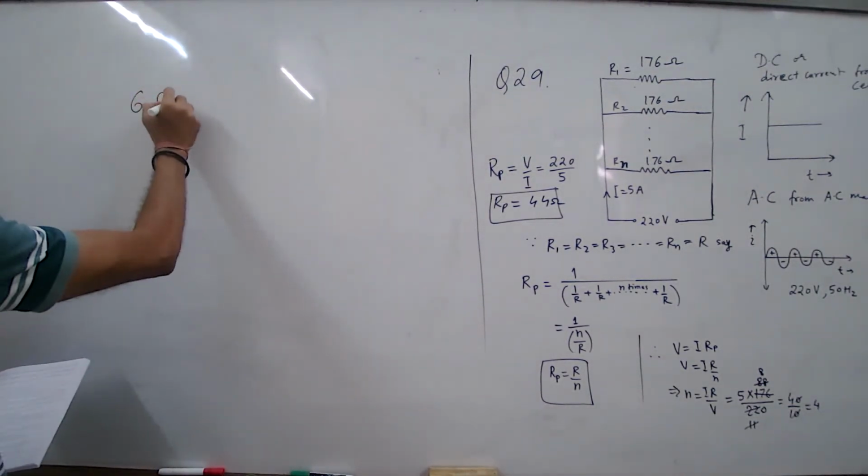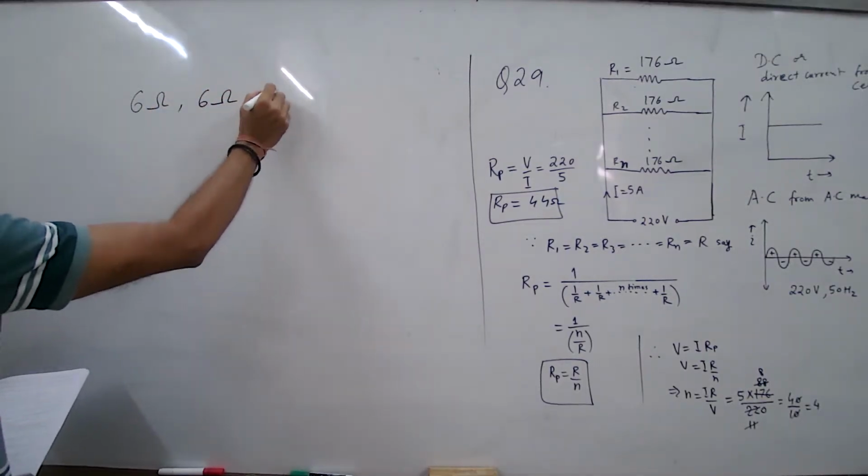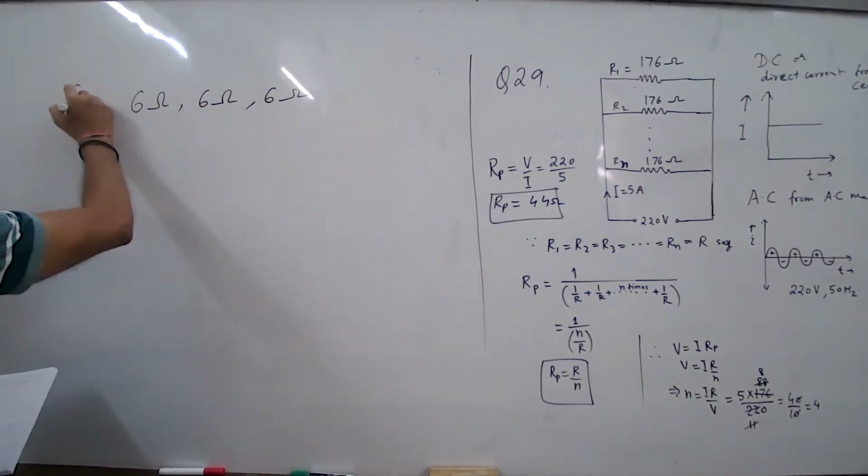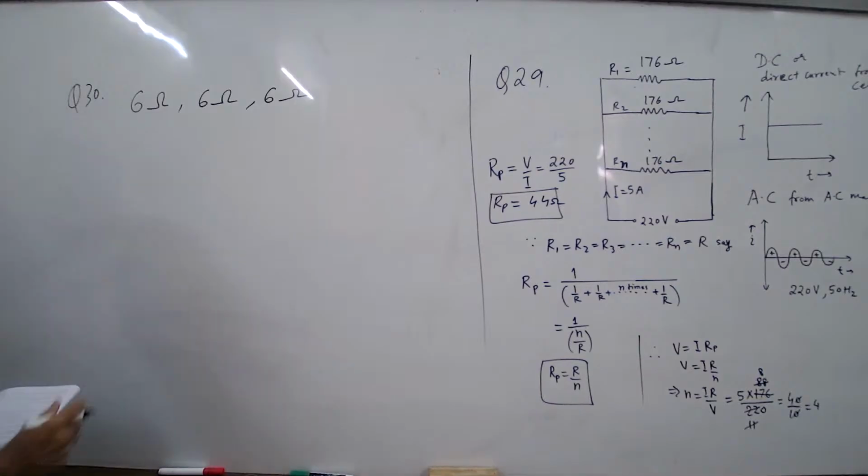So you have 6 ohm, 6 ohm, 6 ohm resistors. This is question number 30. I want the final resistance to be 9 ohm, right?